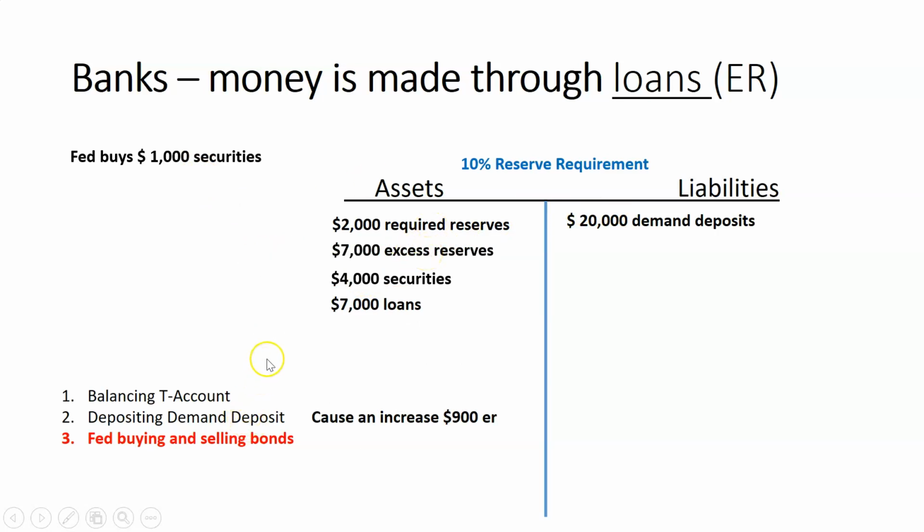So the difference when you look at what happens to the change of the excess reserves is that when the Fed buys securities, all of it goes into the excess reserves. Where remember, when a person deposits money into the bank, part of it has to be put into the required reserves.